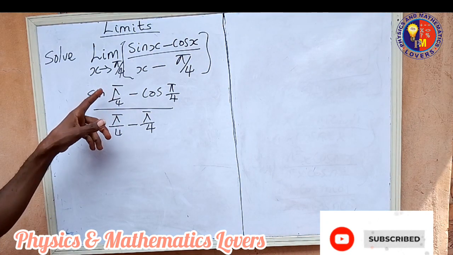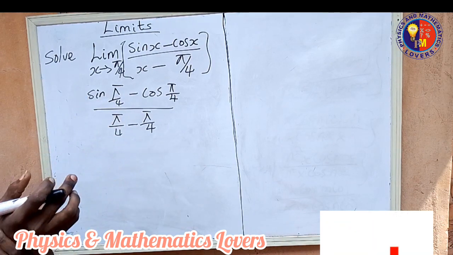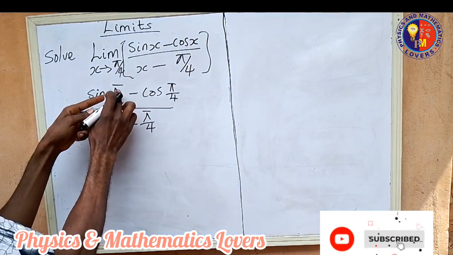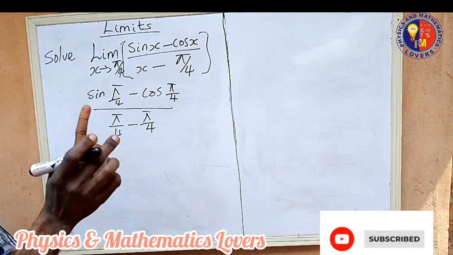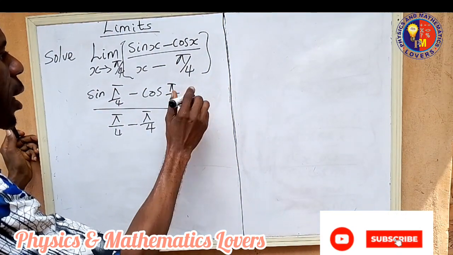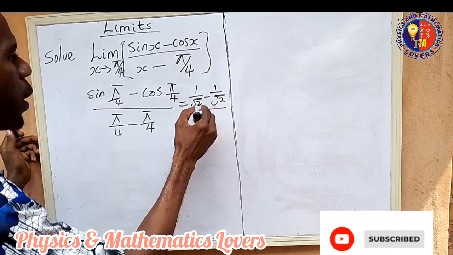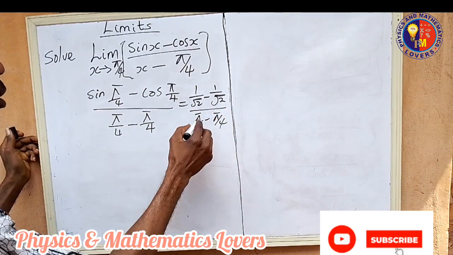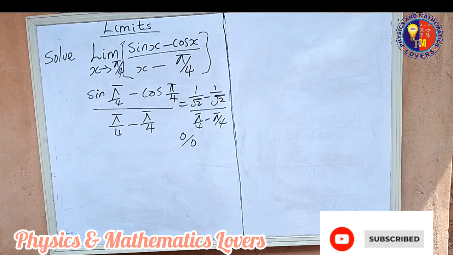Here, pi over 4 in degrees is 45 degrees. So sine 45 degrees and cos 45 degrees have the same value, which is 1 over root 2. So we have 1 over root 2 minus 1 over root 2, all over pi over 4 minus pi over 4. At the end of the day this becomes 0 over 0, so it is indeterminate. We can't accept this as our solution.